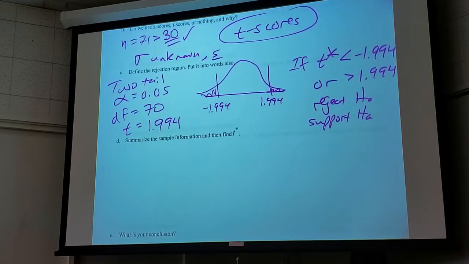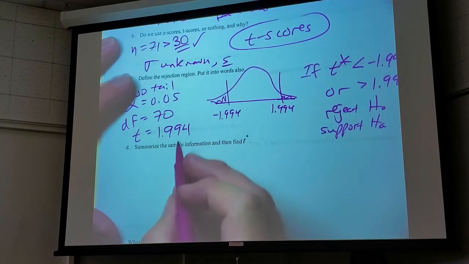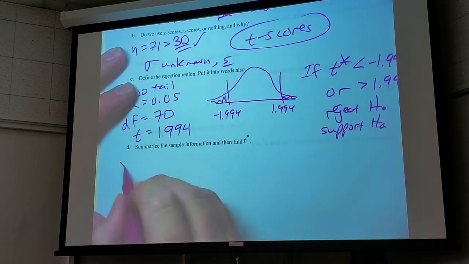So I really want that to make sense. That is why we built this that way. The null has an equals. It's the one that thinks it's in the middle somewhere. So if I get away from the middle, I can reject that one. Now, what's some stuff from the sample? What does my sample mean?